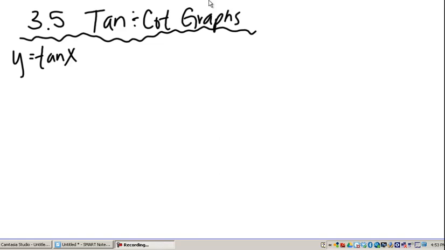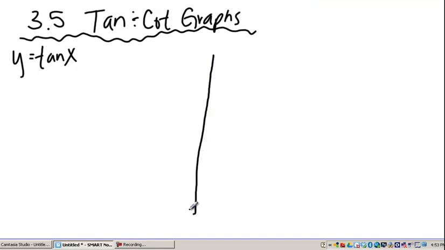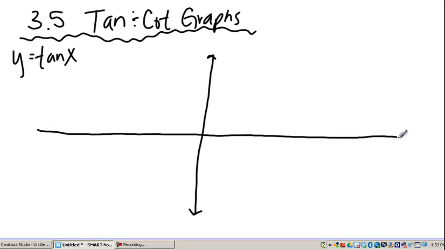Hey guys, today we're talking about 3.5 tangent and cotangent graphs. They're a little bit different than sine and cosine, but I'm going to show you how to graph them. And if you're curious where these numbers come from, you might want to pull out your calculator so you can see where I'm getting these numbers from.